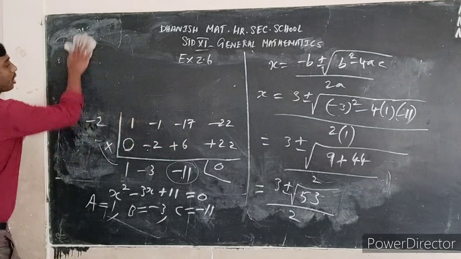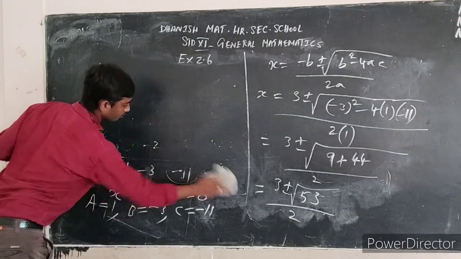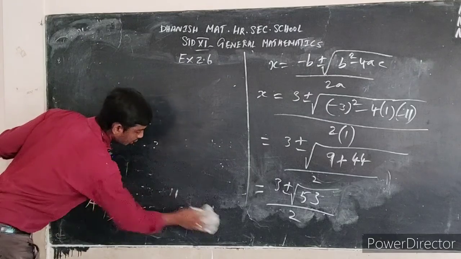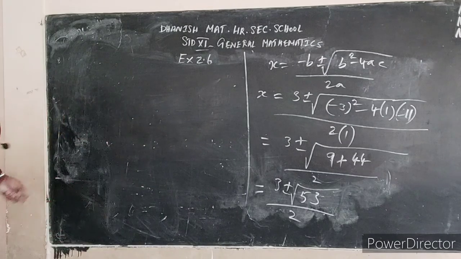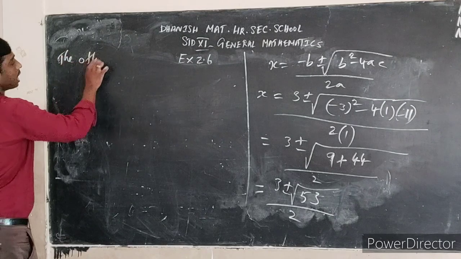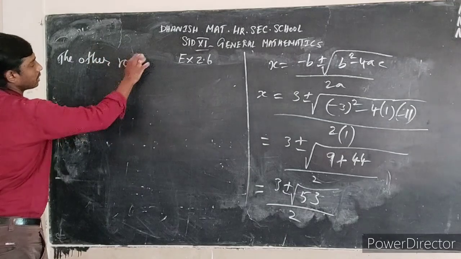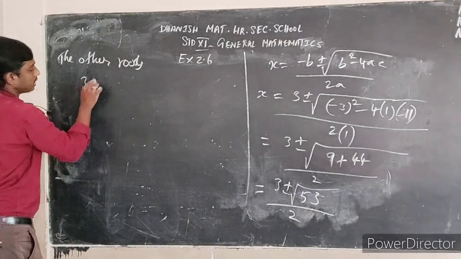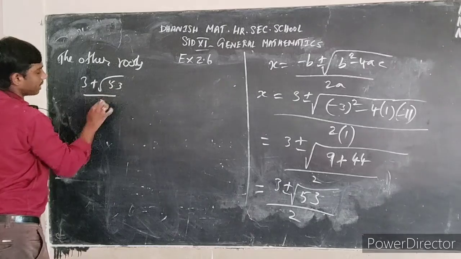What is the other root here? We are getting one with a plus sign, and another one with a minus root. How to write the other roots? So the roots are 3 plus root 53 divided by 2, and 3 minus root 53 divided by 2.